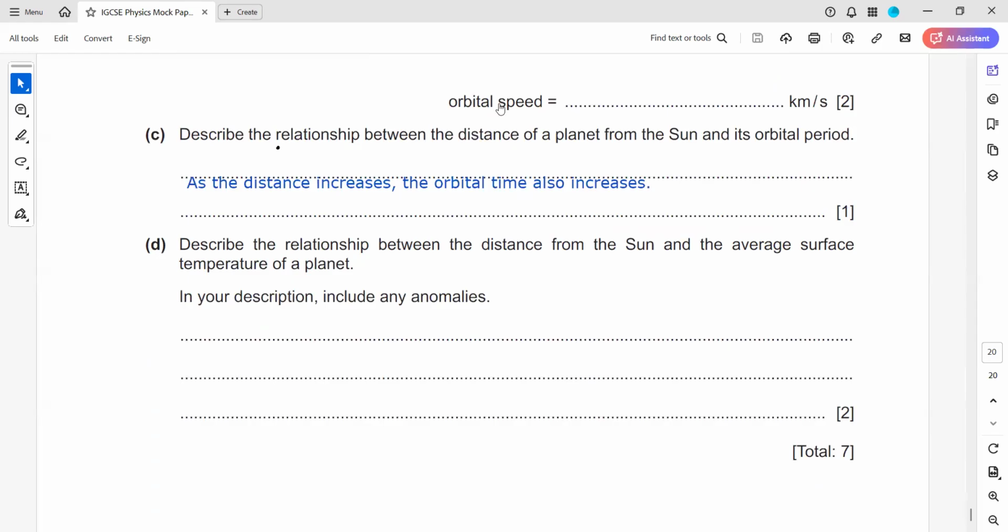So why do the planets move slower? The further they get, the slower they move, because what will happen? The gravitational potential energy is higher, so there is lower kinetic energy. So that's why the speed is lower.